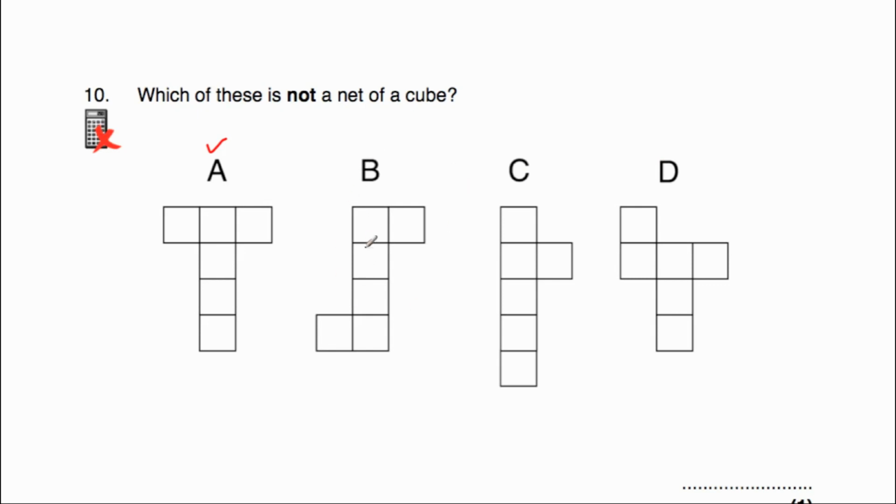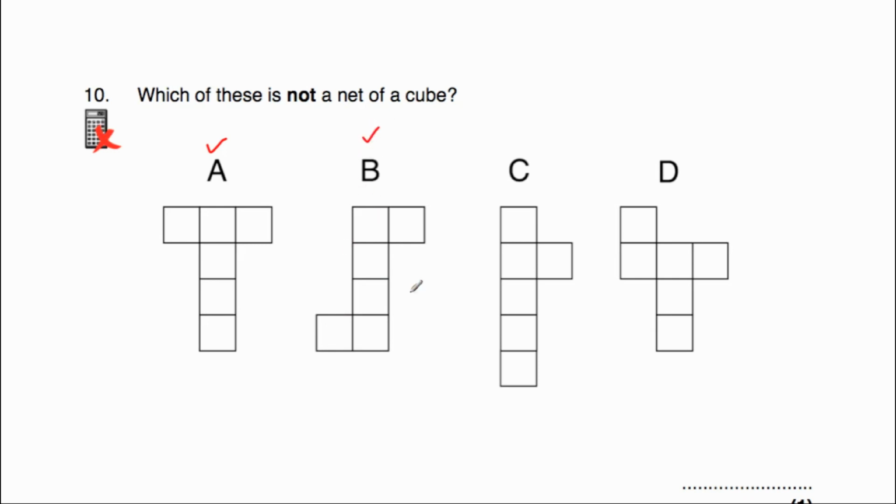Okay, let's consider B. Let's say that this square here is the base of the cube. So this would be the back, that would be the front, so that one would fold up and that one would fold up, and then that could be the base. This one would then fold over to be the right hand face of the cube. This one, if it folded up, would be the front, then this one would be the top, and then this one would fold to be the left hand side.